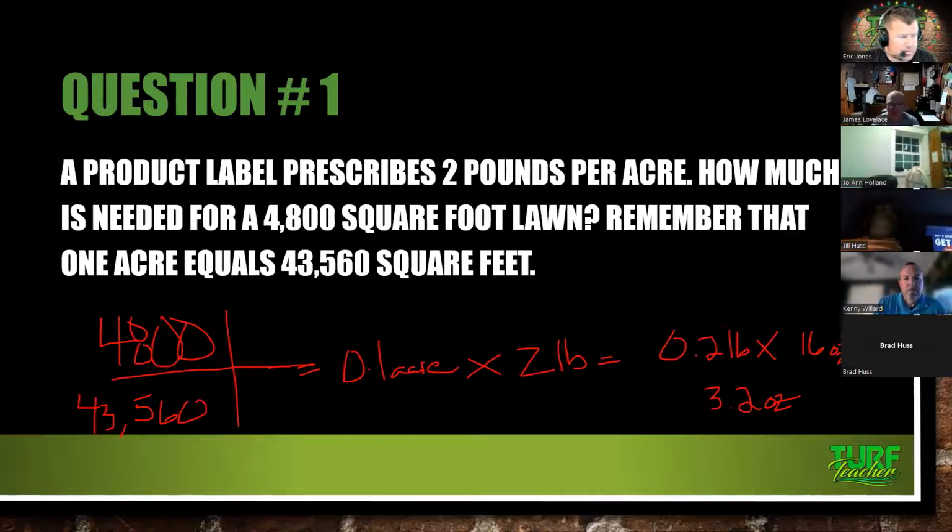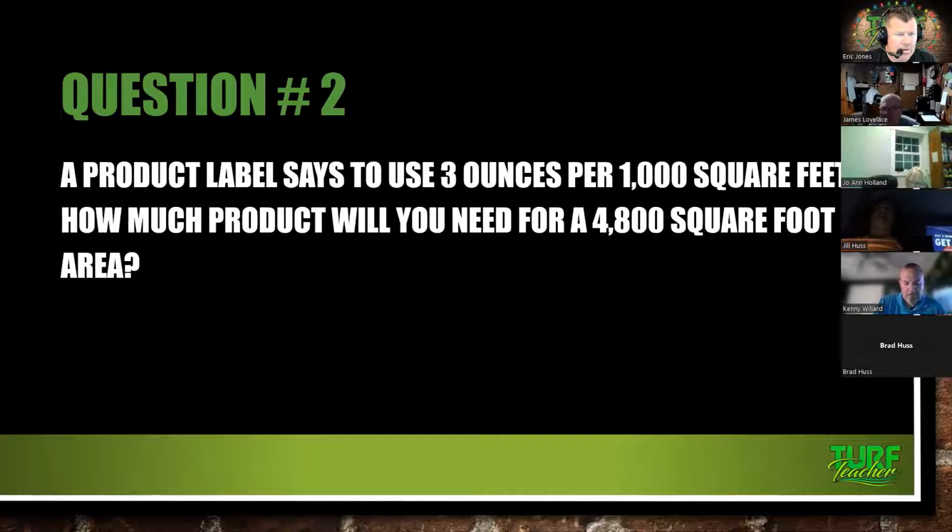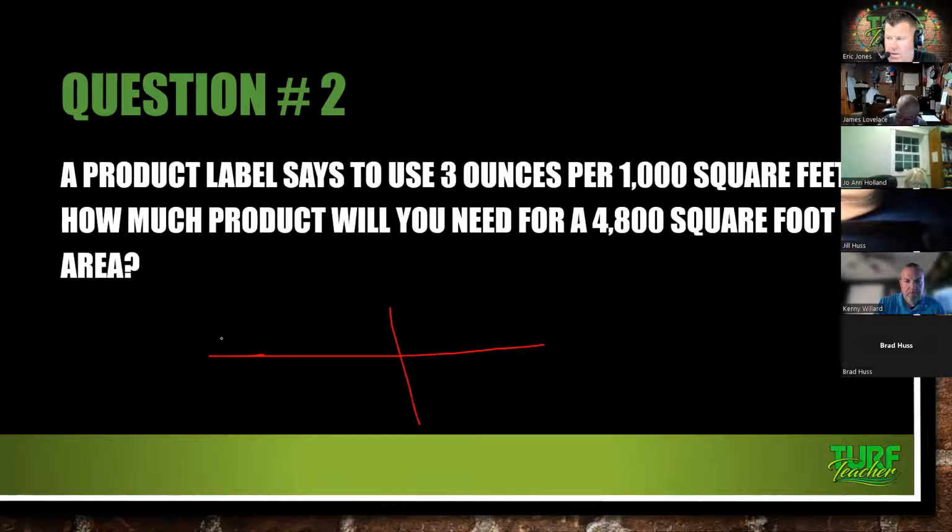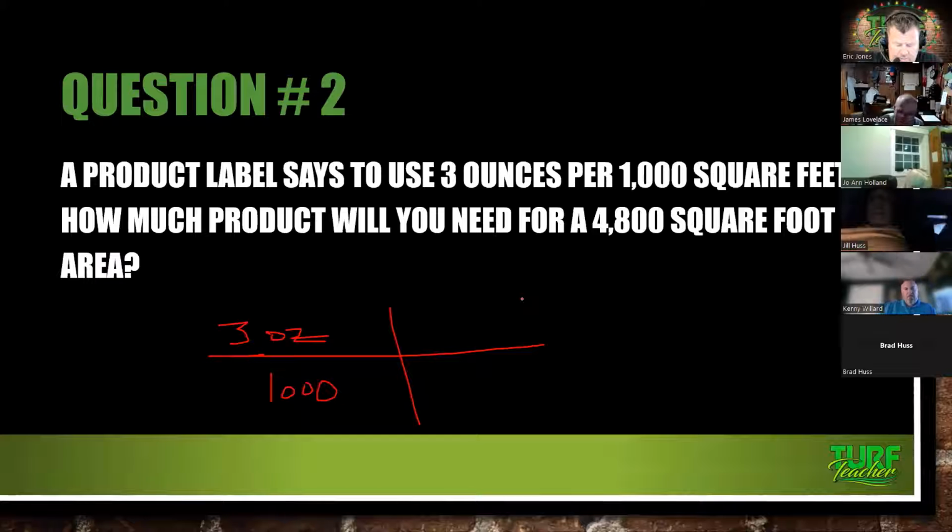So question number 2. The product label says that we need to use 3 ounces per 1,000 square feet. How much product will you need for a 4,800 square foot lawn? So again, I'm going to set it up that way. We're doing 3 ounces per 1,000, and we have 4,800 square feet.